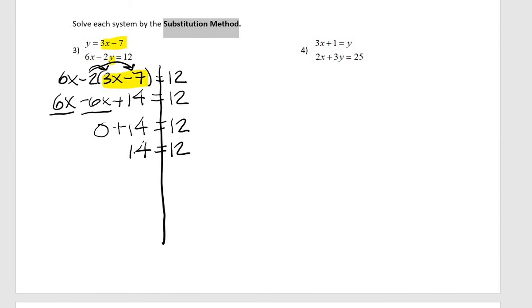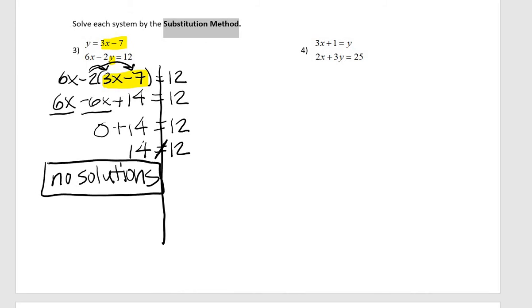And that's kind of weird. First off, our variable disappeared. It became 0. Now there's no variable to solve for, and I got something that said 14 equals 12. That is not true. 14 is not equal to 12. What this means is that there are no solutions. So we would just write no solutions for this one. All right, so that is how to do problem number 3. Next, go ahead and pause the video again, and then I will show you how to do problem number 4.